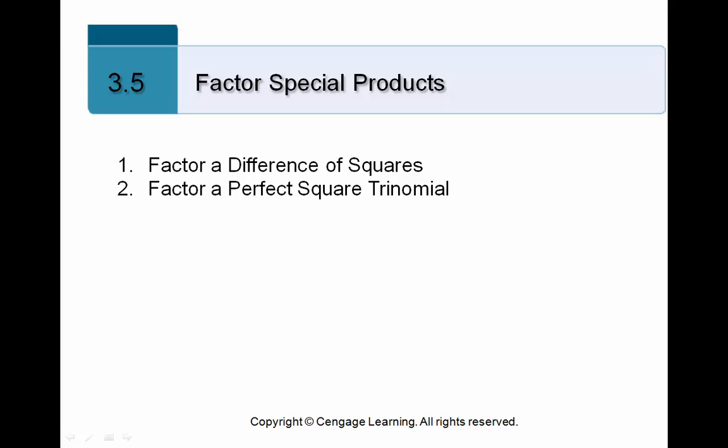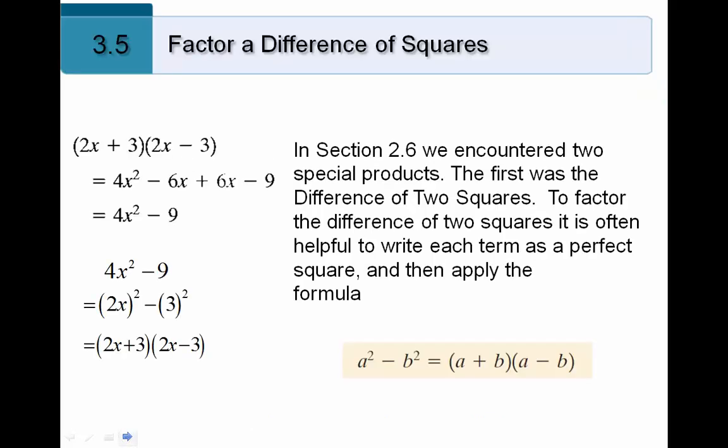Section 3.5 Factor Special Products. In this section we will factor a difference of squares and factor a perfect square trinomial. In section 2.6 we encountered two special products.